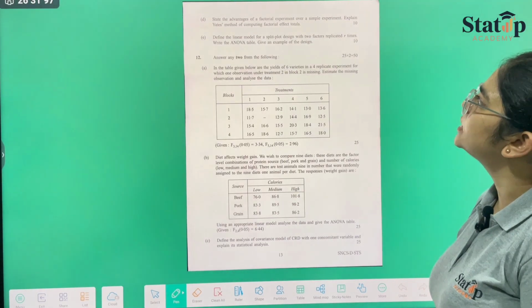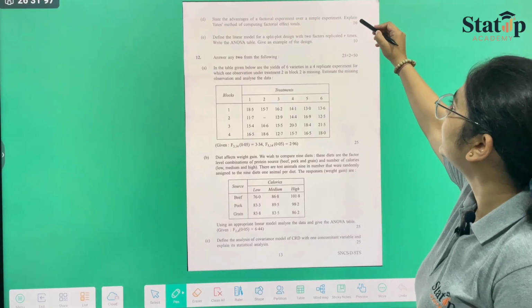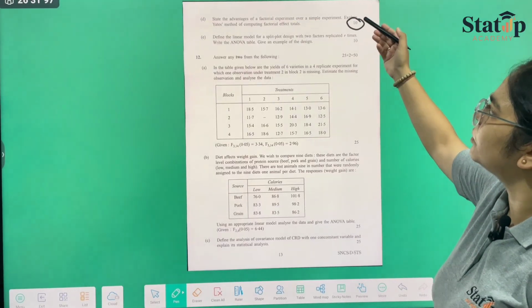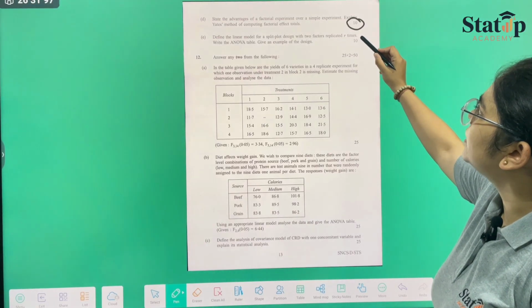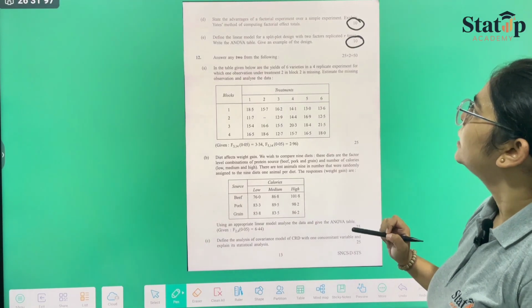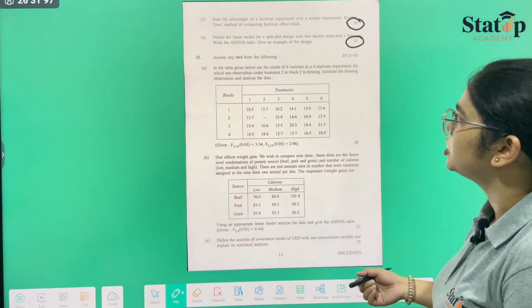Now moving towards D part, advantages of factorial experiment and Yates method for computing factorials, total 10 marks. And two factors replicated R times, ANOVA table, 10 marks. And give the example of such a design.